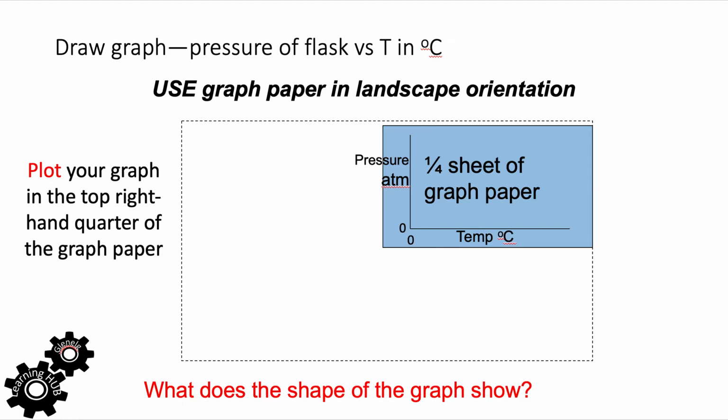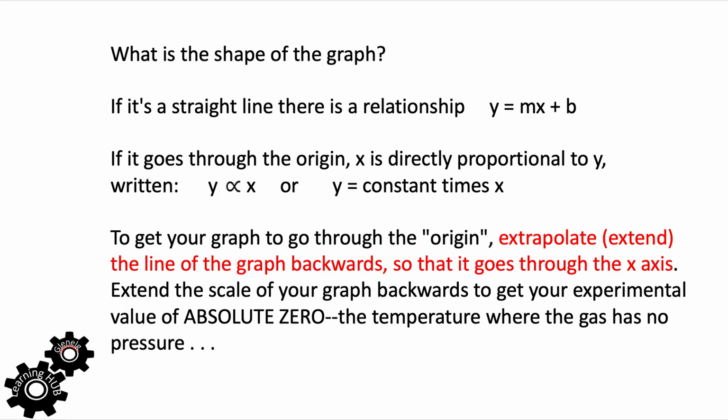Temperature on the horizontal axis. So predict what you think the shape of the graph might be, and then as you draw it, you're going to analyze what it gives you. So plot carefully. If it's a straight line, you've got a mathematical relationship. If it goes through the origin, x, which was temperature, is directly proportional to y, but ours doesn't.